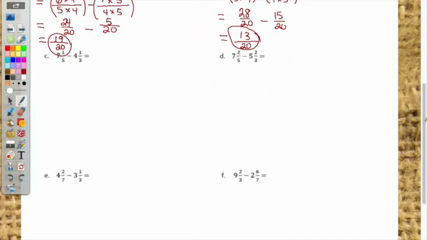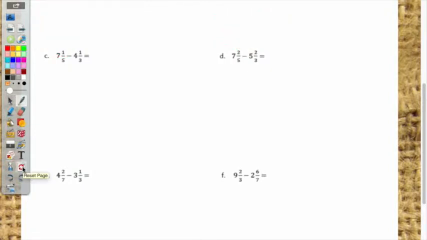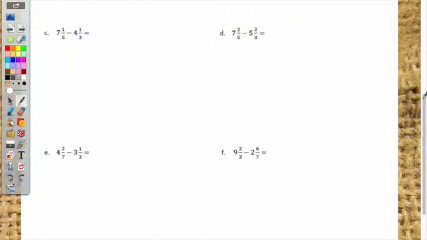Okay, let's go down and look at C. When I get down here to C, things are going to look a little differently. We're going to use a different strategy because when I subtract my whole numbers, I'm left with a number that's larger than 1 whole. So subtracting whole numbers, I just move the 1/3 outside the parentheses. 7 minus 4 is 3. So I'll have 3 1/5 minus 1/3. Again, my second fraction is larger, so I can't just move the 3 outside the parentheses.